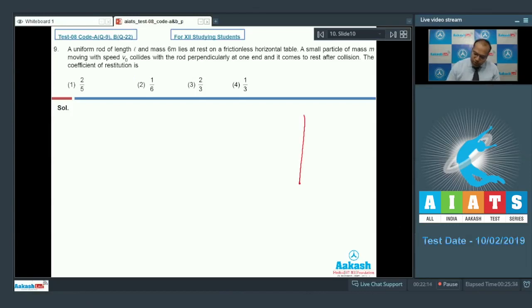So let this be a uniform rod of length L and mass 6m. And another point mass is moving with velocity v0 and it collides at one of the ends. Its mass is m. So just after collision, this mass m comes to rest and the rod moves with velocity v and let it rotate with angular velocity omega. So if I write the equation of Newton's law of collision, then the value of e is equal to minus (v2 minus v1) divided by (u2 minus u1). So the velocity of this point after collision will be v plus omega L by 2.